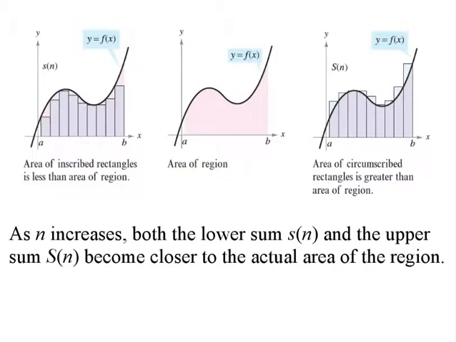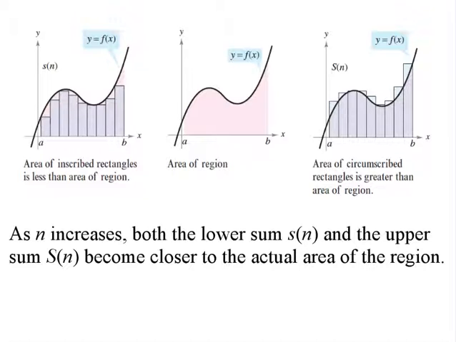So let's go ahead and look at the next slide here. The next slide basically says, if you look at this diagram, the area of the inscribed regions is less than the area of the region. Okay, we've looked at that. You've got the true area of the region, and in this case, the area of the circumscribed rectangles is greater than the area of the region. Now notice this conclusion, and this should make sense. As n increases, and when we say n, that means the number of rectangles that we have, as you use more rectangles, both the lower sum and the upper sum become closer to the actual area.